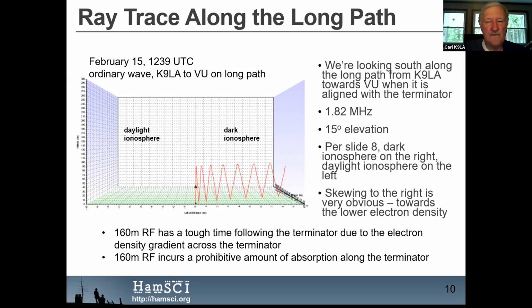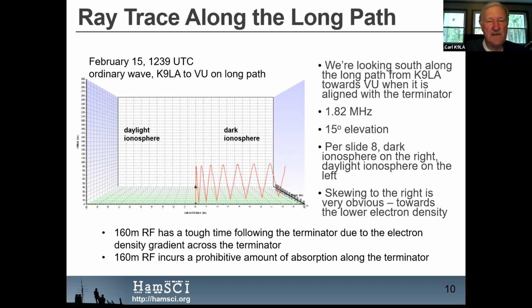And why does it do that? Because there are many more electrons on the daylight side of the ionosphere, and a lot less electrons on the dark side of the ionosphere. So an electromagnetic wave is going to bend or refract from the higher electron density towards the lower electron density, and that's what it's doing. And the conclusion is 160 meter RF has a tough time following the terminator due to the electron density gradient across the terminator.